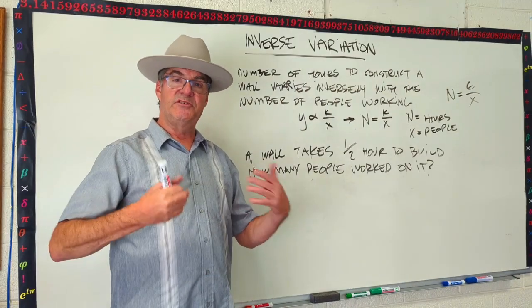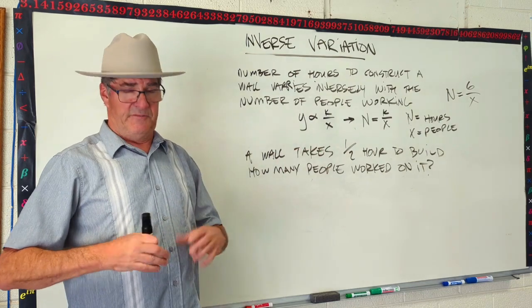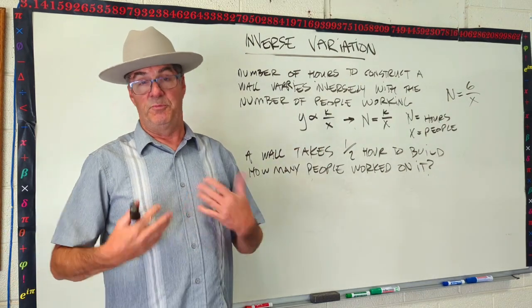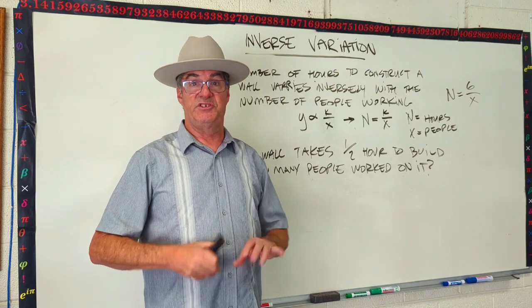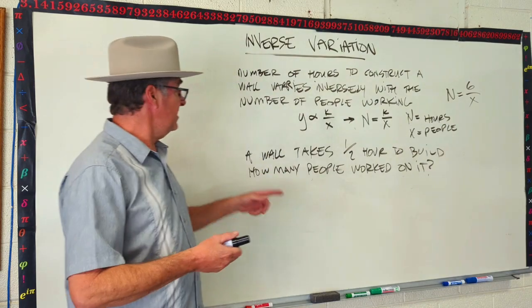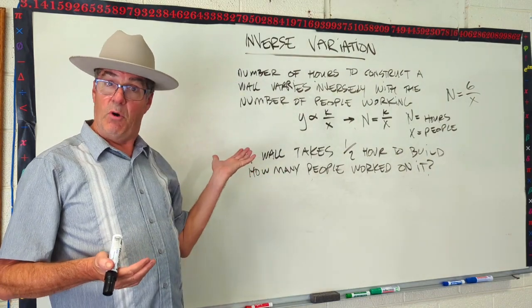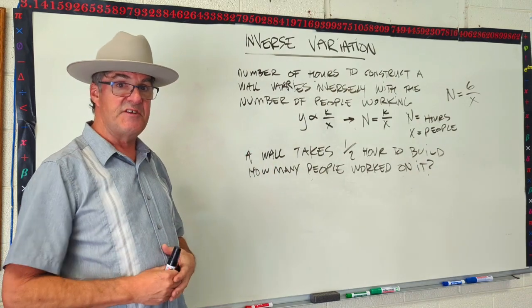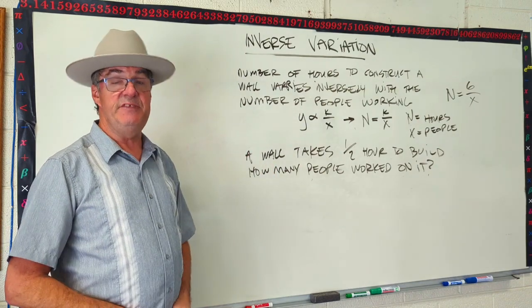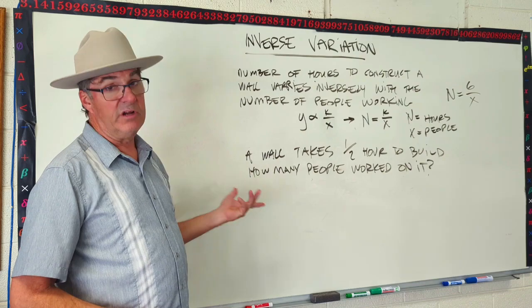So now that we have our relationship, we've solved to find out how many hours it takes more people to build the wall. So now we can ask questions in a different way. So this one says, what if it took a half hour to build the wall? Okay, so we had a wall, we built it in half an hour. How many people did we need for that to happen? How many people worked on it?